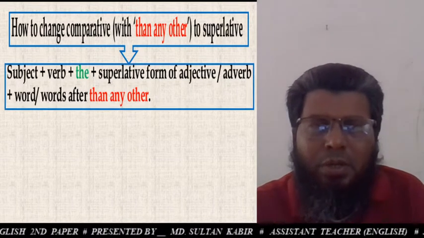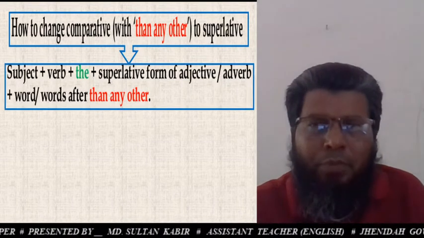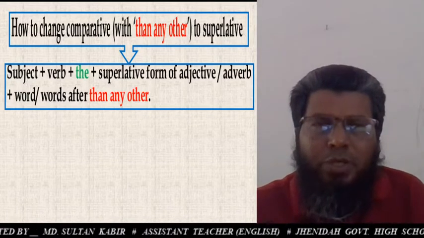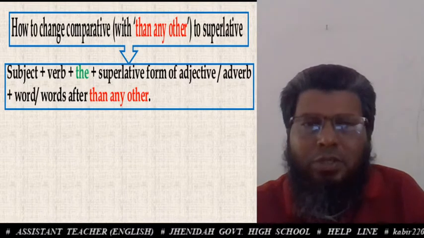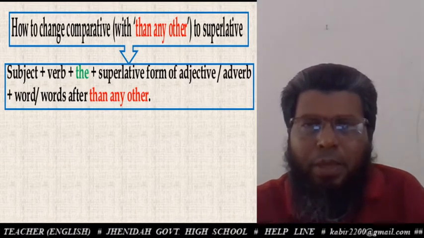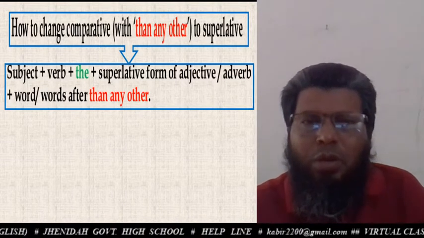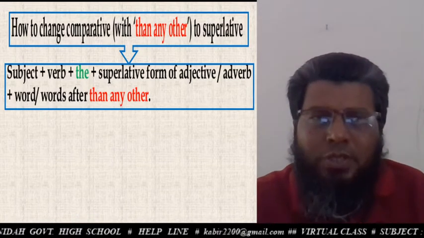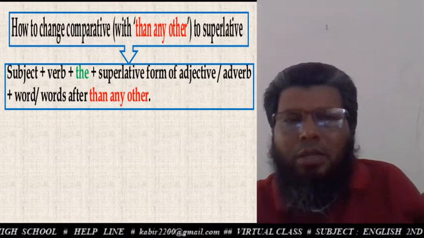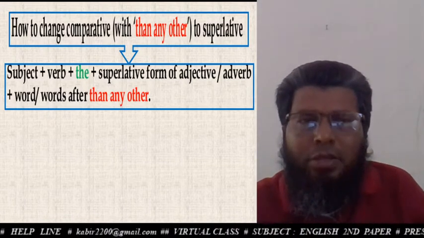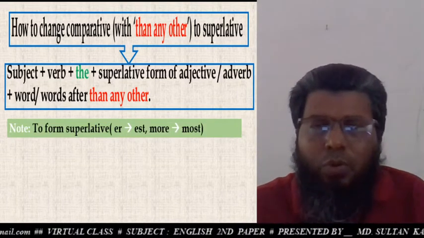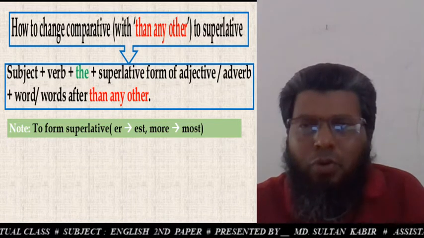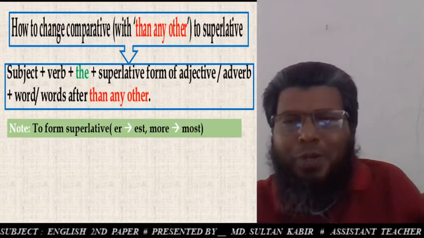Okay, so we'll write down the subject of the comparative degree and verb, then we'll add "the", after "the" we'll write down the superlative form of the adjective, and then the word or words after "any other". Okay, now look at the example here. Now there is a note for you. How can we form a superlative?